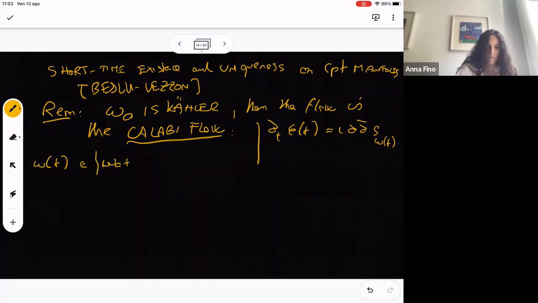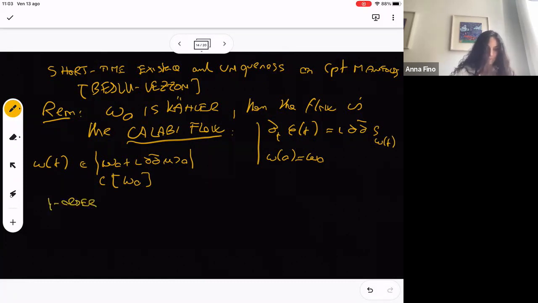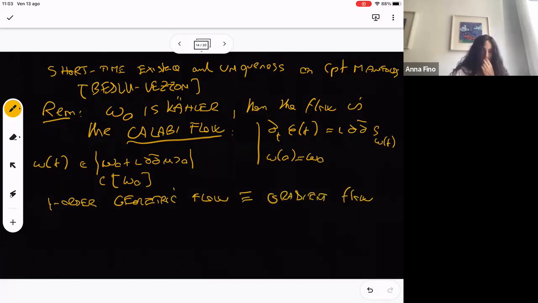So you are in a Kähler manifold, ω_t equals ω_0 plus i∂∂̄u positive, which is in the de Rham class of ω_0, and the initial condition is ω_0. This is just the scalar curvature. And one can write that, and the nice thing about the Calabi flow is that it is a fourth-order geometric flow. And in fact, it is a gradient flow of what is called the Calabi energy.